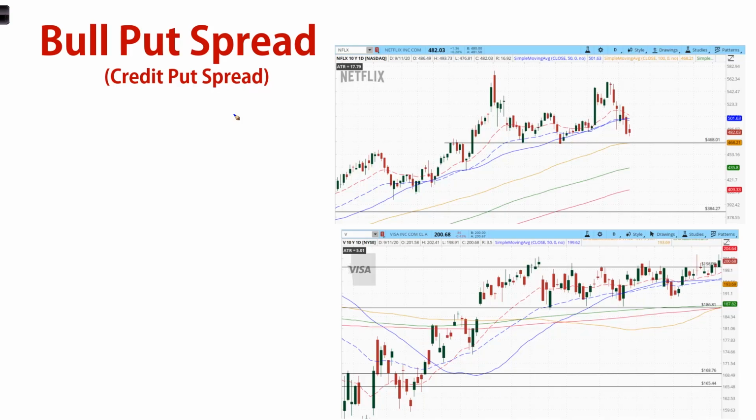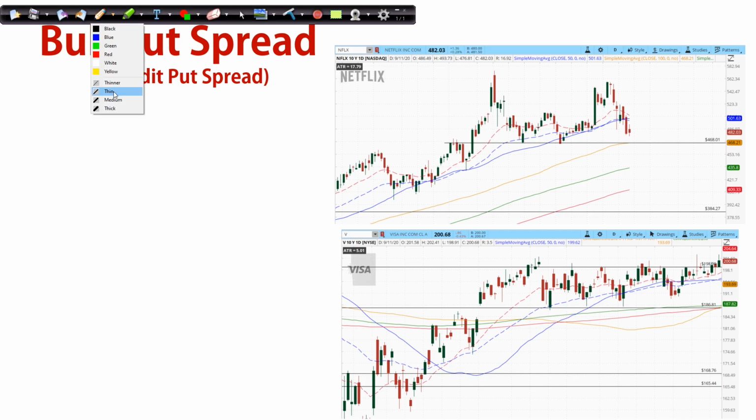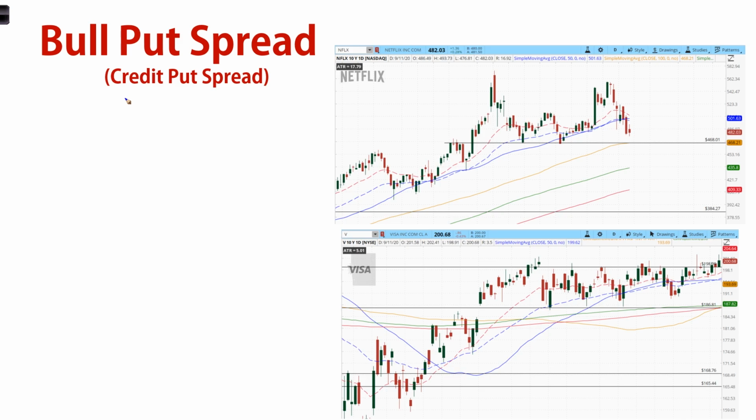This is Growing Wealth, and today we will be taking a look at another complete step-by-step options trading tutorial for the bull put spread. The bull put spread is also known as the credit put spread. It is known as the credit because you receive money or premium for executing this trade, and the trade involves the selling of put options.